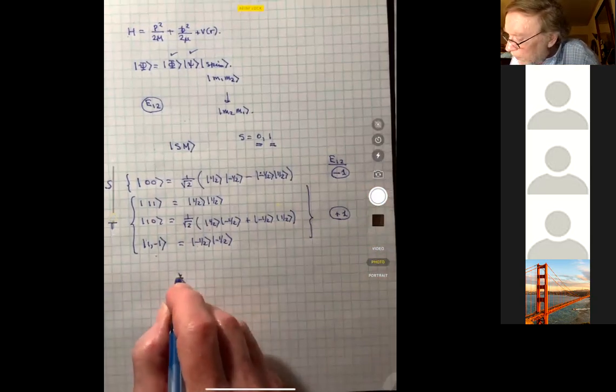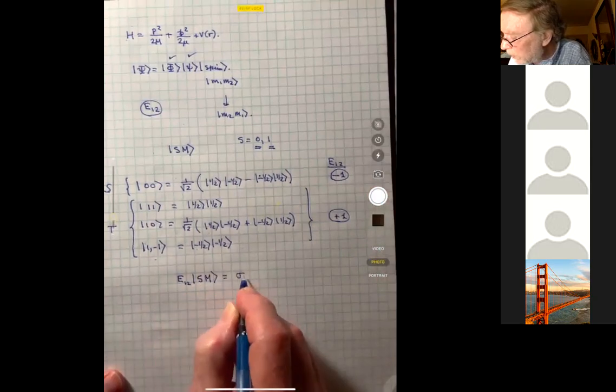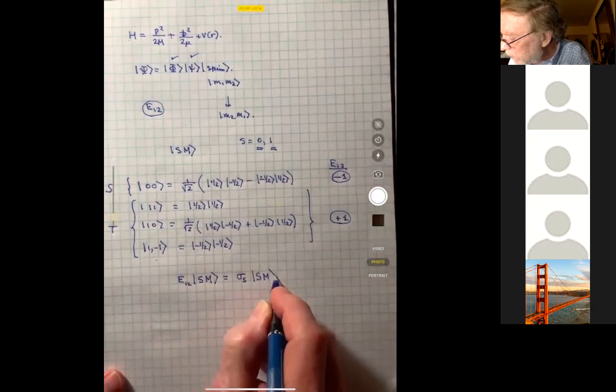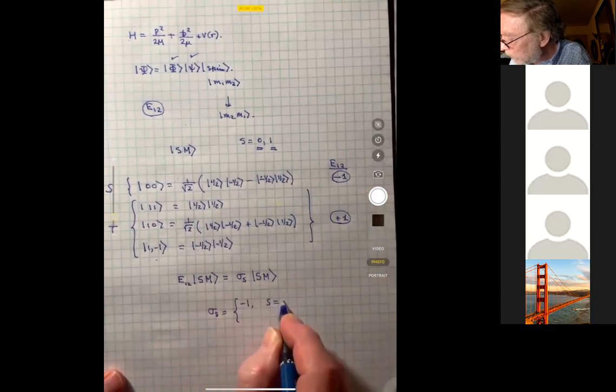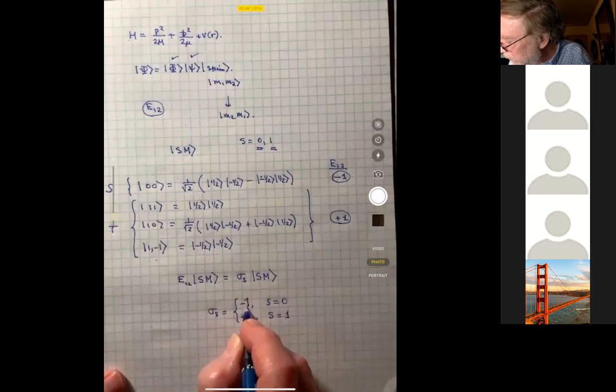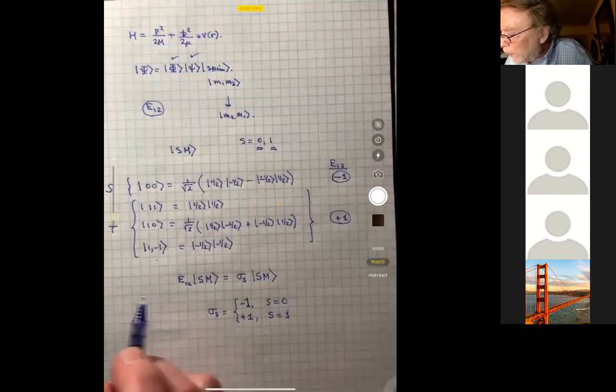So let's write it this way: E12 applied to S and M is equal to what I'll call sigma sub S times S and M, where sigma sub S is equal to -1 when S is equal to 0, that's the singlet state, and +1 when S is equal to 1, that's the triplet states. In other words, organizing the spin states by the quantum numbers of total S squared and S sub Z automatically gives us eigenstates of exchange. And the eigenvalue of exchange depends only on the S quantum number and not on the magnetic quantum number.